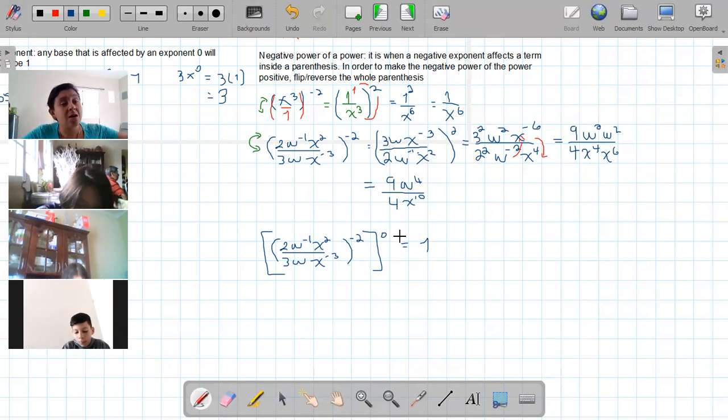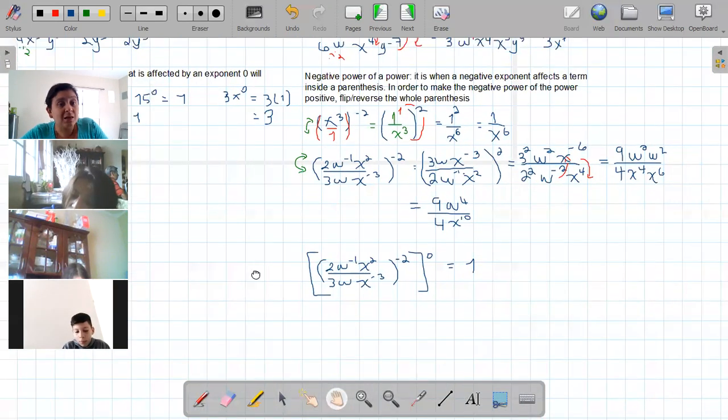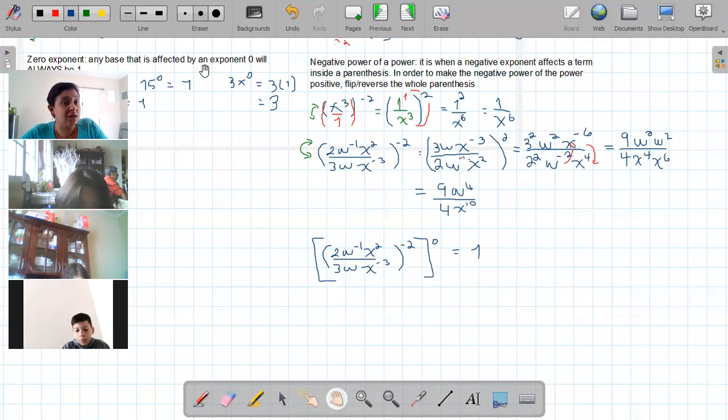So you do nothing but place a 1, because the 0 power says that any base that is affected by an exponent 0 will always be 1. And in this case, everything inside should be solved, but we are not solving because it is 1. Okay. We good? We clear? No questions?